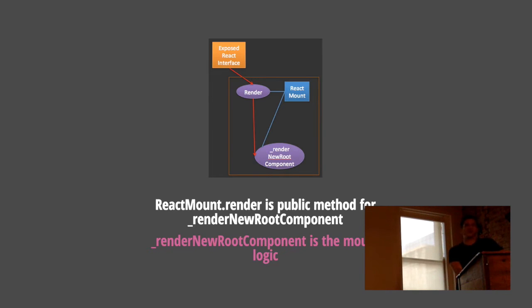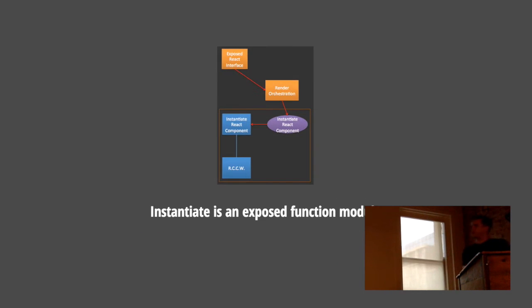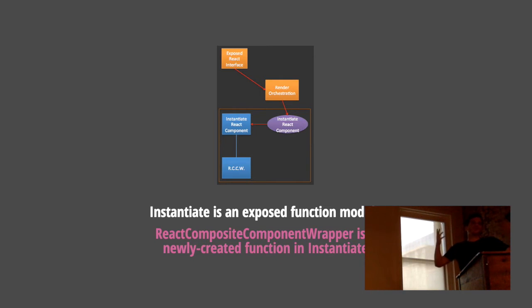And once you're inside of this render new root component, this is where we talked about the instantiate React component module. The first thing it tries to do is instantiate a React component. It's just an exposed function module. You call the function, that's all it is. And what it does is give you back a newly created React composite component wrapper object that you start to work with. It's just a shell of one. So that's step one, creating this empty composite component wrapper.